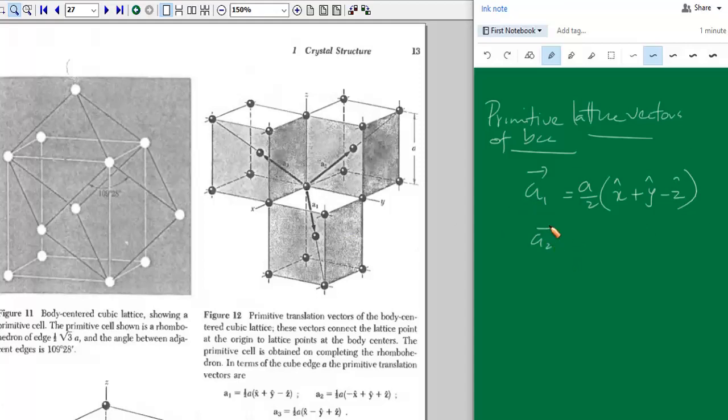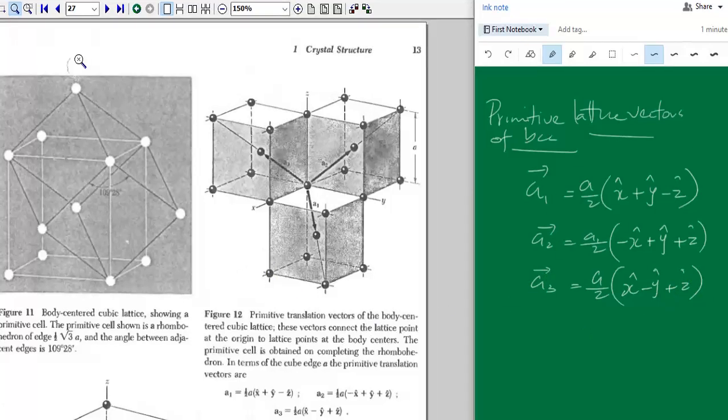And the second one is z axis plus a by 2, y axis plus a by 2, and along the negative x axis minus a by 2. Therefore a2 equals a by 2 times (minus x cap plus y cap plus z cap). Similarly a3 vector is a by 2 times (x cap minus y cap plus z cap). So these are the primitive lattice vectors.